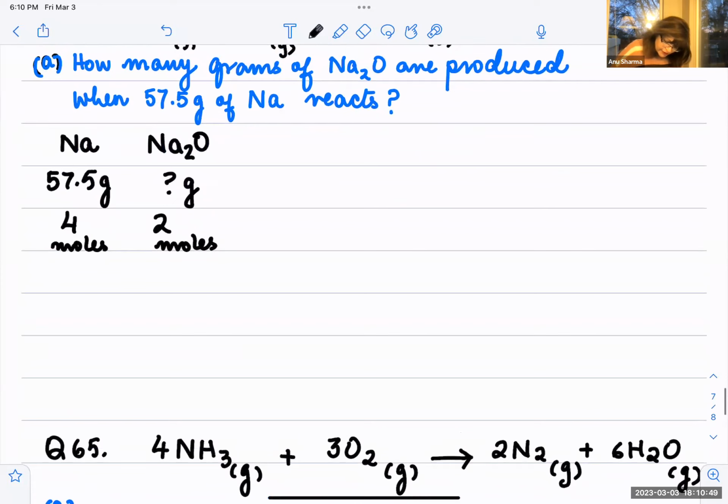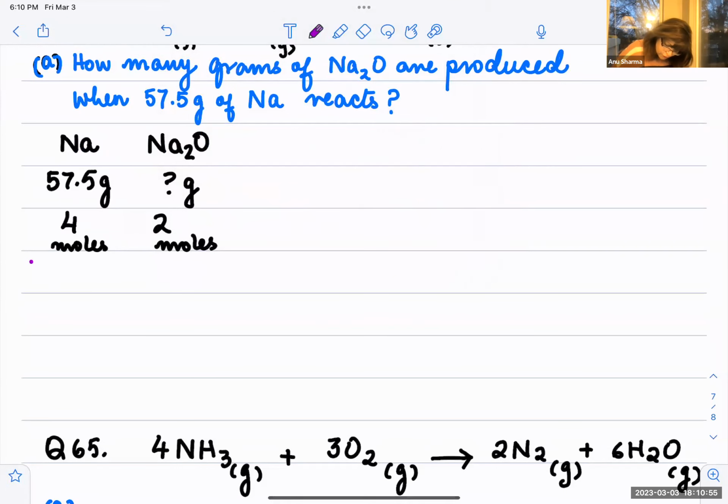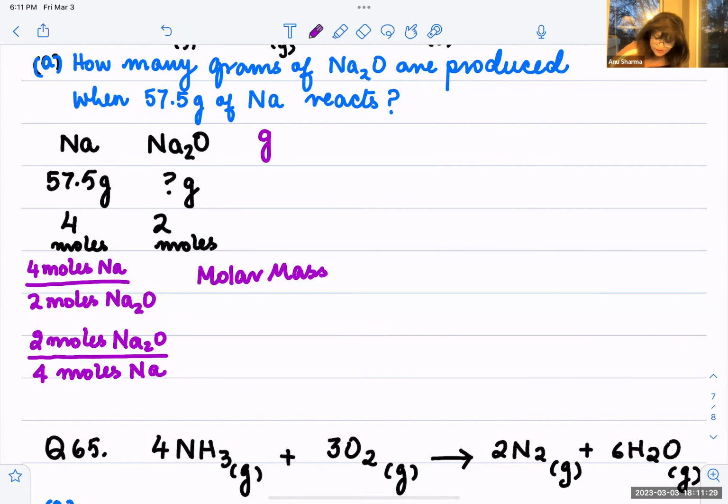There are a few things here. One is the conversion factor. The conversion factor is 4 moles of sodium over 2 moles of Na2O, and the other is 2 moles of Na2O over 4 moles of sodium. Okay, so this is one thing. Next is the molar mass. This is another thing you would need for grams to moles conversions. Remember that for mole to mole you didn't need it, but anytime you have grams, this is how you will do it.